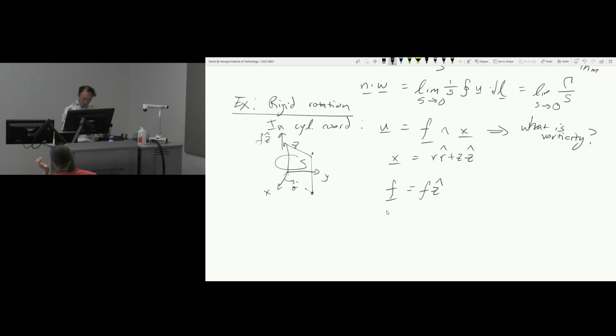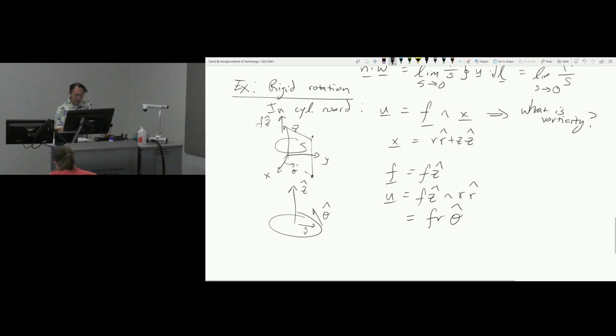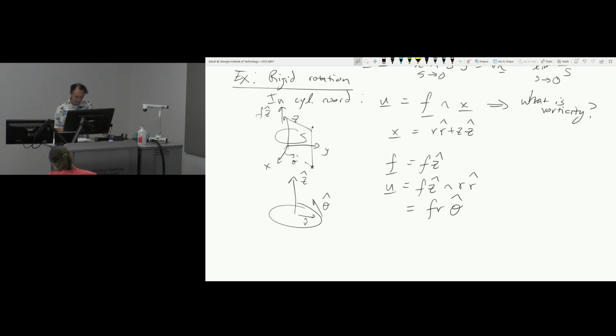So u is going to be F z hat cross, and we're only going to take the component that we need, cross r hat. And that's going to give us F r theta hat. All right, so to remind you, we take like the disk. R hat is kind of going out, theta hat is going in the azimuthal direction, and z hat's going up. Okay. So the velocity, and this makes sense. This is what we were saying physically. Hey, at r equals 0, the velocity is 0. But the further you go out, you basically have increased velocity associated with your radius. z cross r is theta.